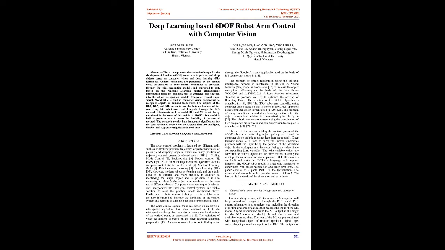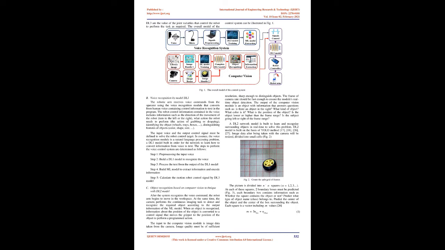The voice control system for robots based on an artificial intelligence algorithm has been reviewed in 11. An intelligent ear designed for the robot to determine the direction of the emitted sound is performed in 12. The technique of voice recognition is based on the deep learning algorithm proposed in 13. An autonomous robot is controlled by voice through the Google Assistant application tool on the basis of IoT technology shown in 14.